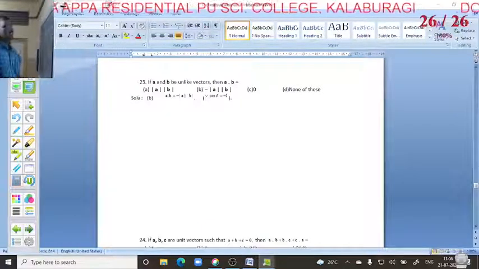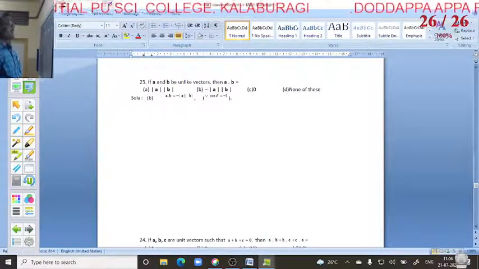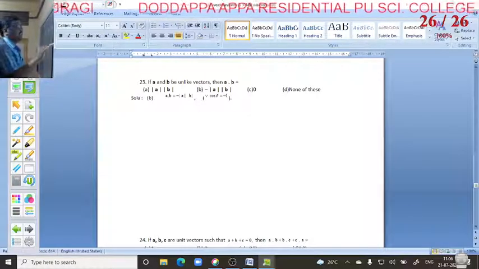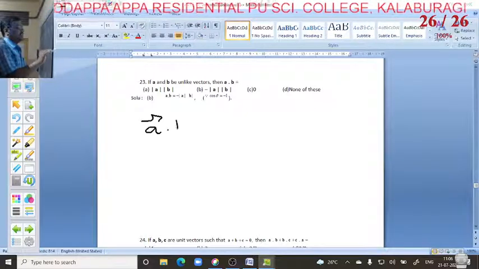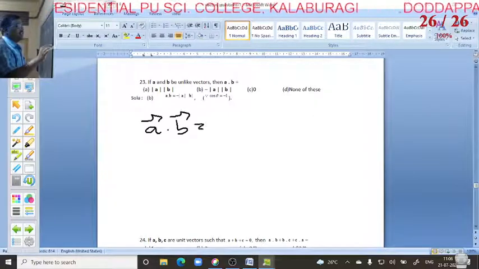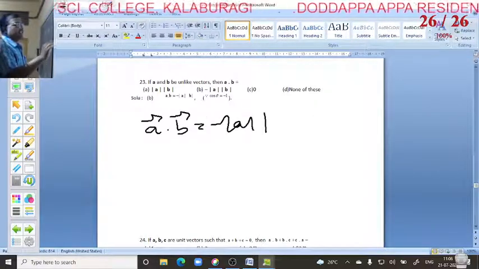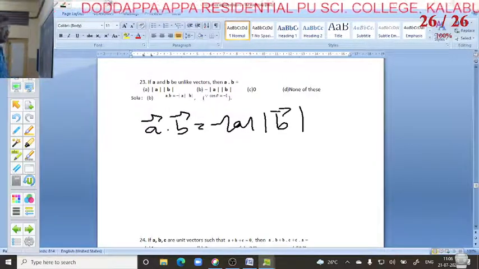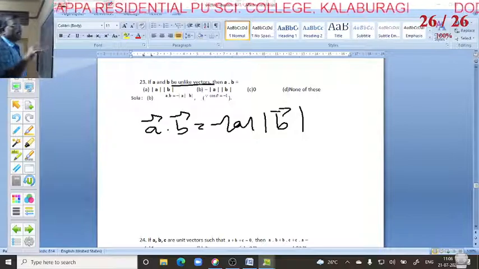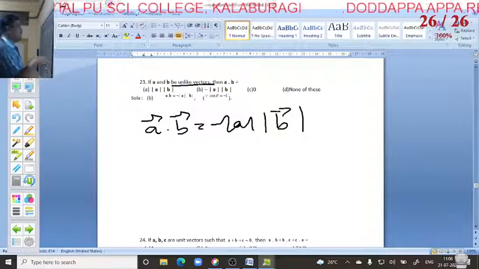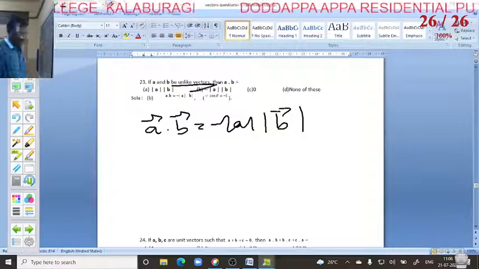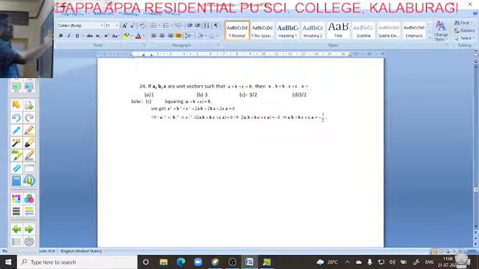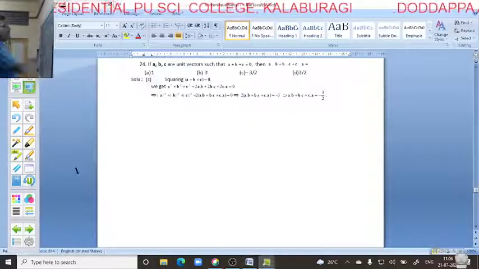Next, 23. If vector A and vector B are unlike vectors, then vector A dot vector B equals what? For unlike vectors we know that the directions are opposite, so a negative value comes. When directions are opposite, a negative value comes. You have to remember that: for like vectors, a positive value, and for unlike vectors, a negative value. That is option B. These are very, very simple problems.